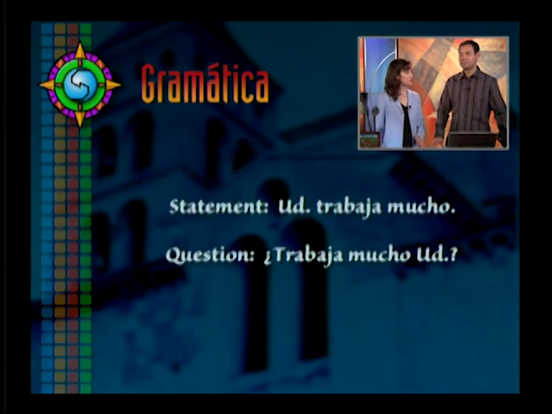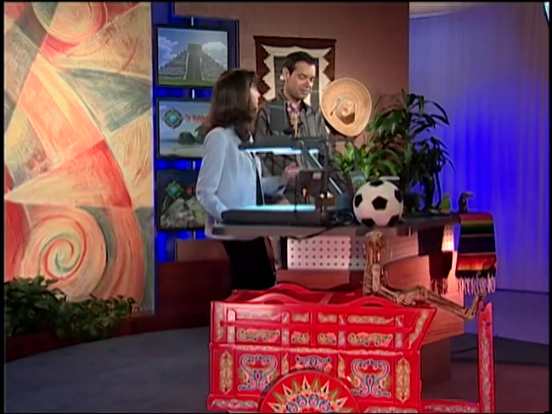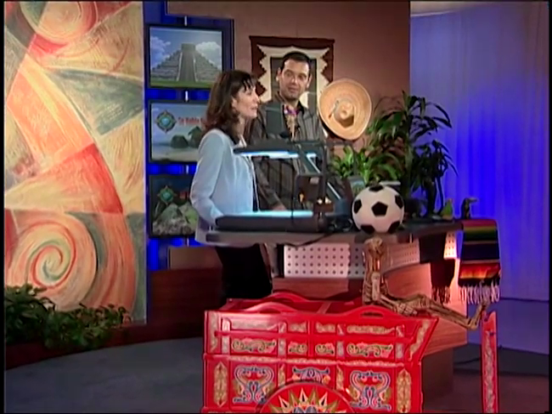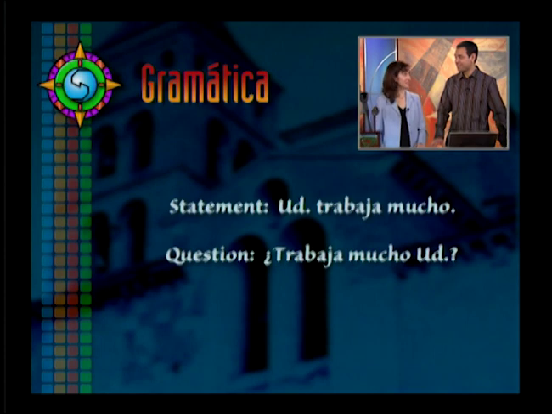Usually when we ask a question, we take that subject. Here the subject is usted. Okay. And we move it to the back of the sentence. It's not necessary, but it's the most common way to make it sound like a question and the most common order for the words. Okay, so let me try it again. ¿Trabaja mucho usted? Is that fine? Sí, muy bien. Okay, very good. Muy bien. All right, let's try one more.